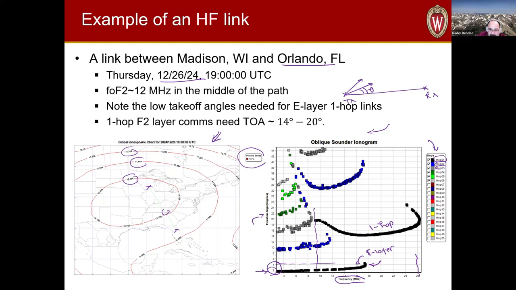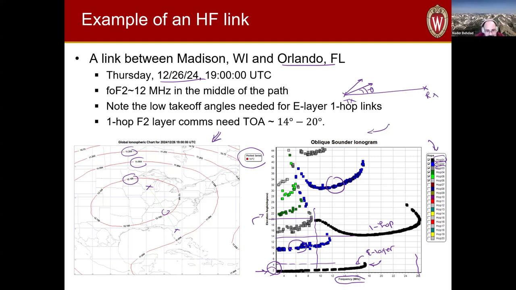Now, if I launch rays with takeoff angles of maybe anywhere from 14 to 20 degrees or so, then I can have a one hop link that takes advantage of the reflection from the F layer of the ionosphere. And then over the same frequency range, if you look at these blue curves, these are the two hop links that I have, and then you can have three hop links and so on and so forth, right? If you have an antenna, generally your antenna is not sending the energy only in one direction, it's sending the energy towards multiple directions, and then the receiver on the other end is also receiving from multiple directions.